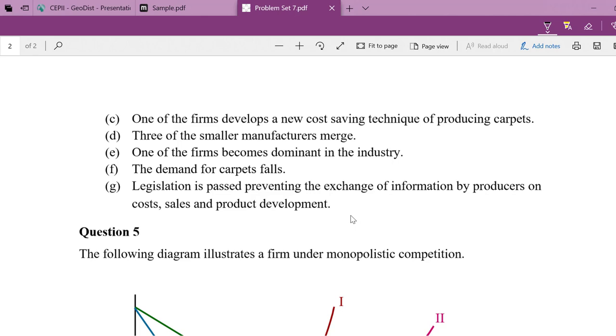Now, one of the firms develops a new cost-saving technique for producing carpets. It breaks down, right? Because you now have a cheaper manufacturing option. Why not then sell at a slightly lower price and attract more customers? Why would you share your costing or technology with others?